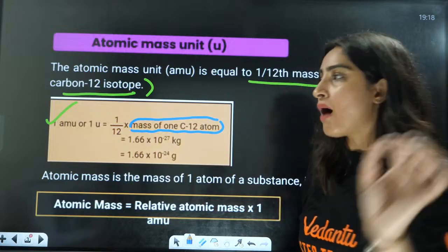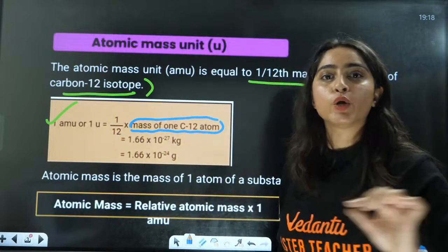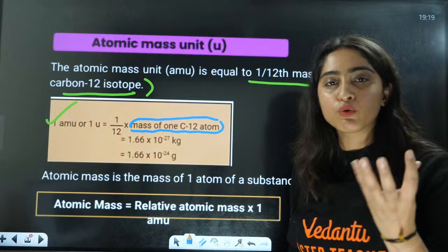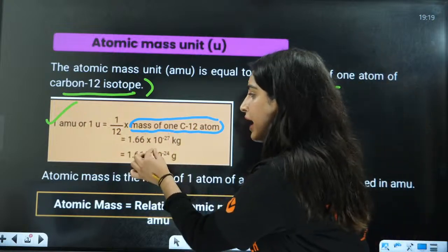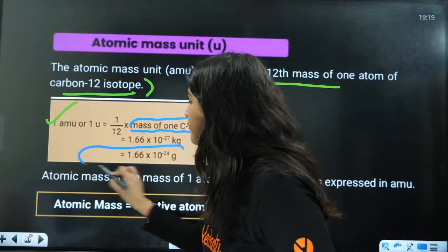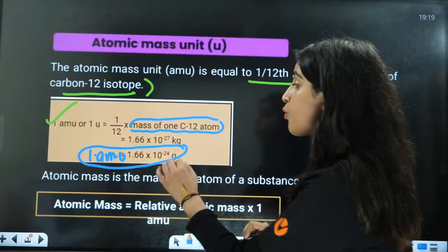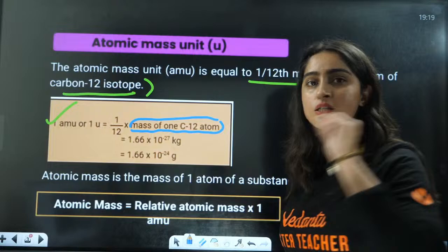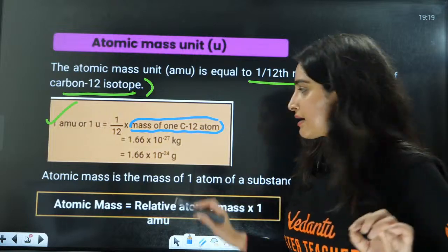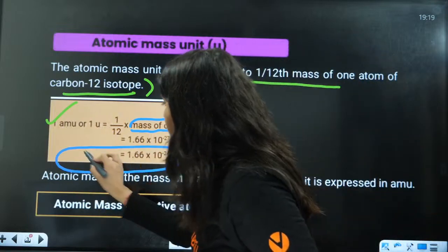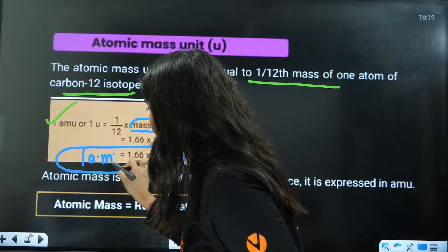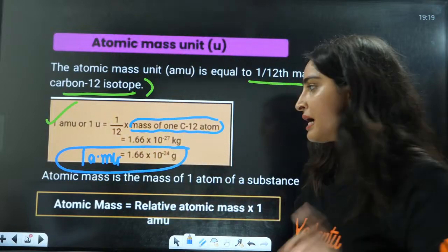After calculating the mass of one carbon-12 atom, they put the value here, and 1 AMU turns out to be 1.6 into 10 raised to power minus 24 grams. This is 1 AMU, this is the value of 1 AMU.